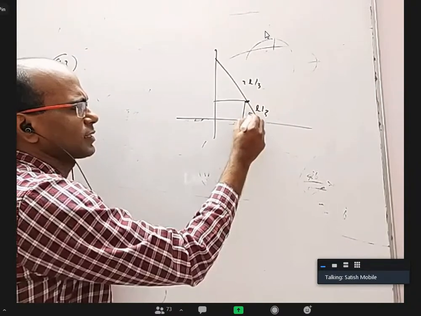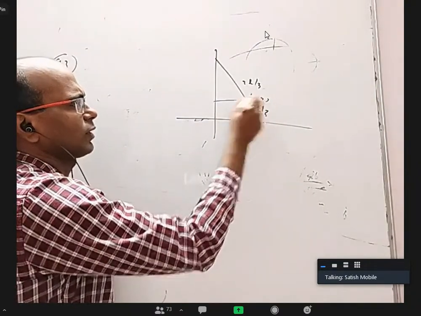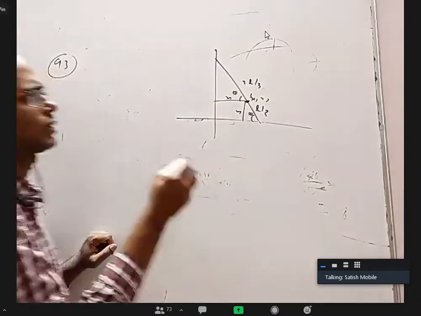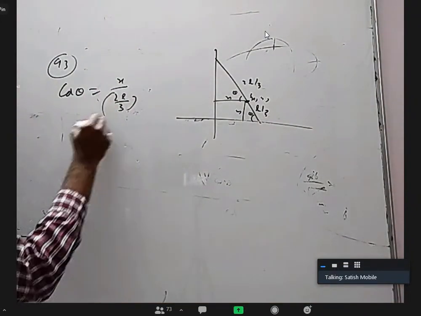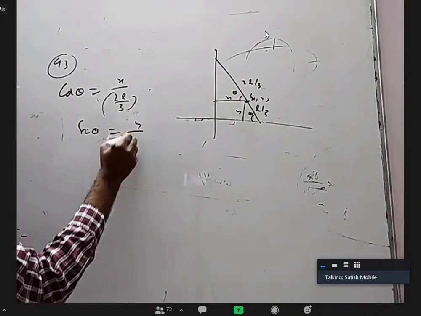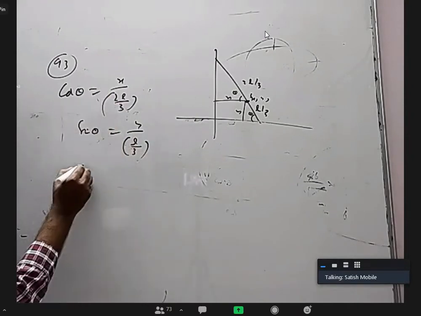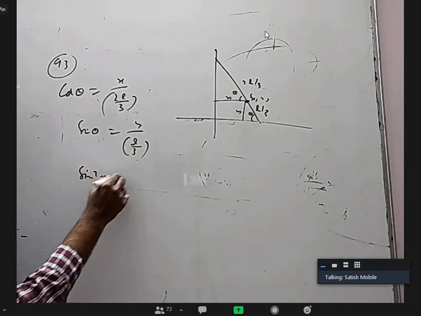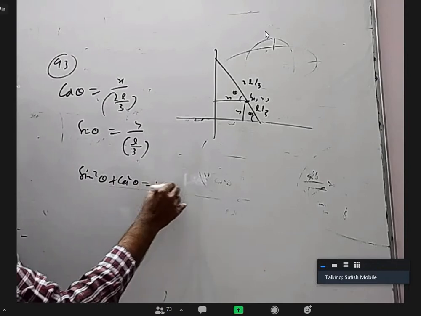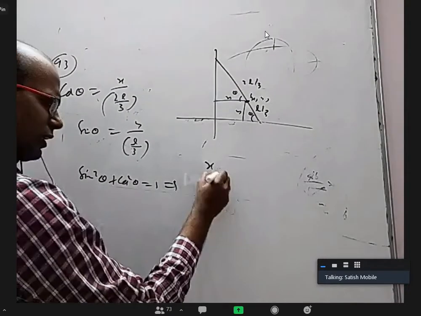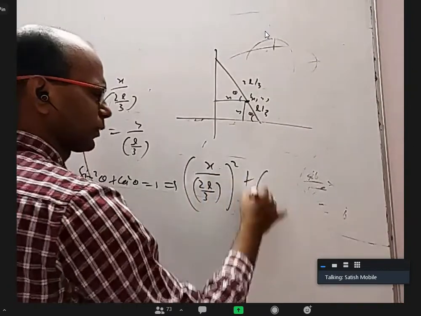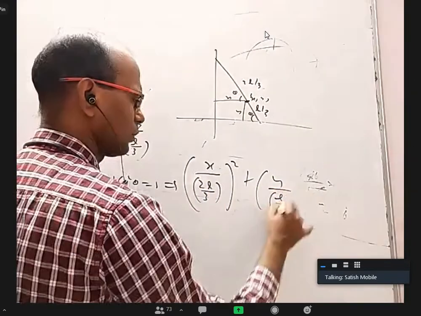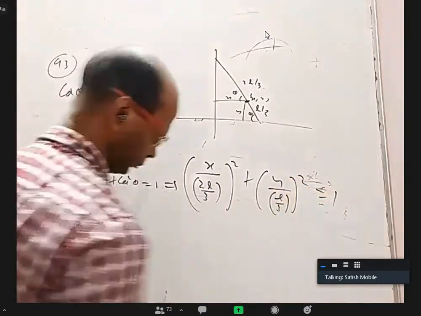If you take this as theta and this as x comma y, this is x, this is y, this is theta. Cos theta is x by 2L/3, and sin theta is y by L/3. Square and add. You will get sin square theta plus cos square theta equal to 1. You will get (x by 2L/3) whole square plus (y by L/3) whole square equal to 1.